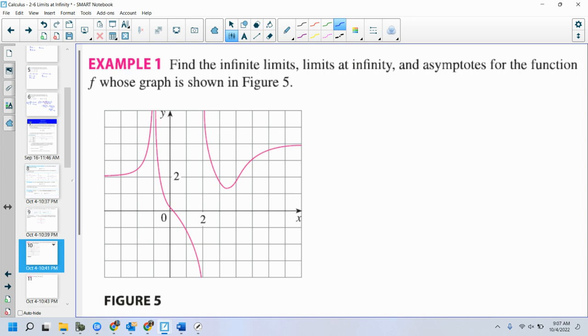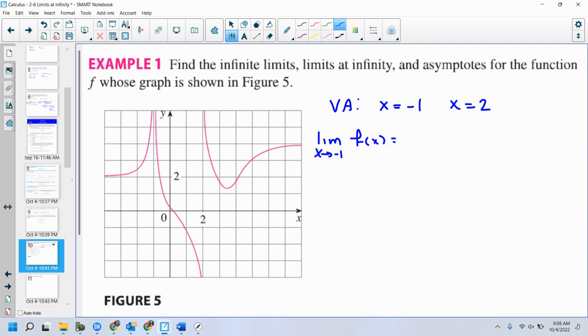Let's go in order. Let's find the infinite limits. Well, infinite limits are vertical asymptotes. So let's write my vertical asymptotes as well. Where do my vertical asymptotes happen? Looks like at x equals negative 1 and at x equals 2. Okay, what does that mean? That means the limit as x goes to negative 1 of this function.